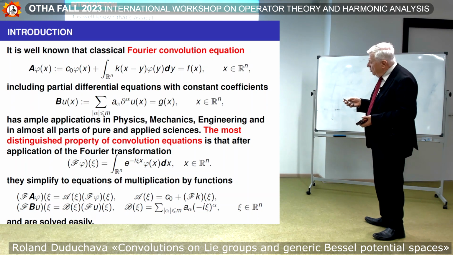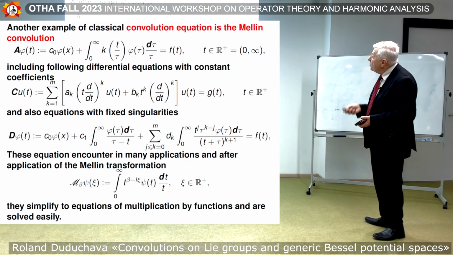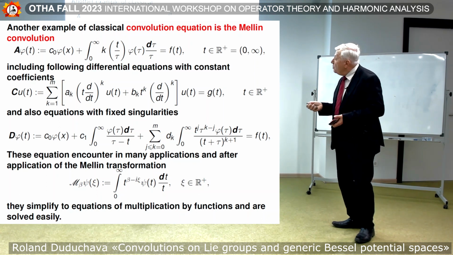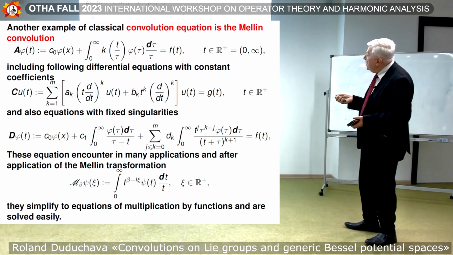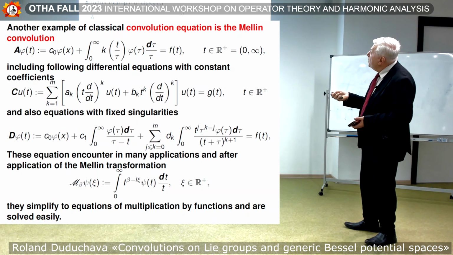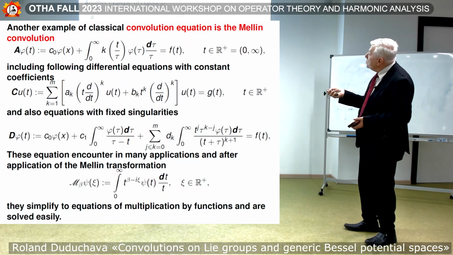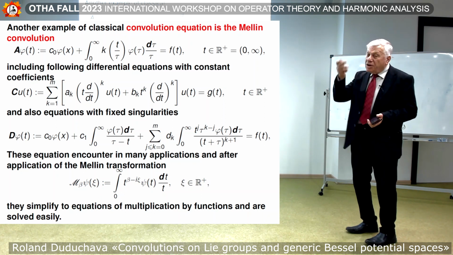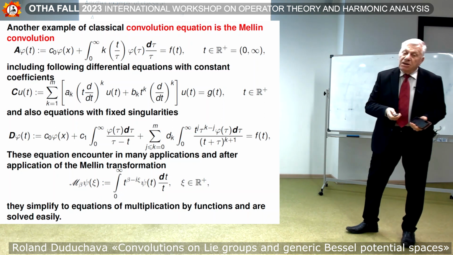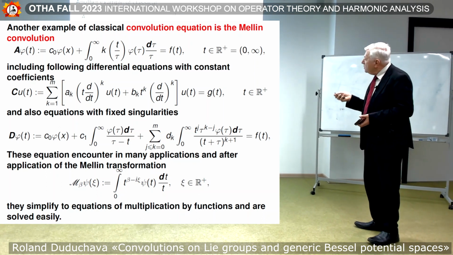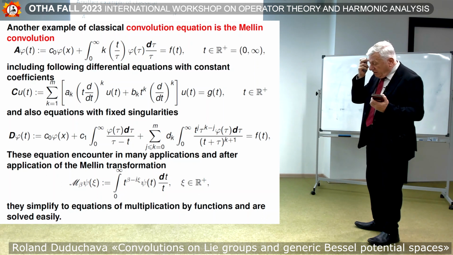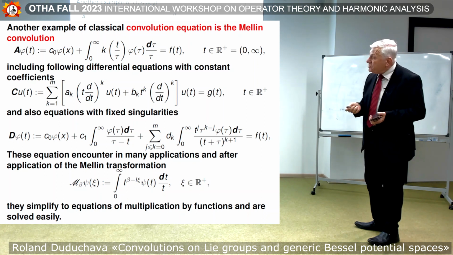Another example of such a convolution equation is the Mellin convolution equation, when we are on the half axis and the kernel of the equation depends on the ratio of arguments. Then the Mellin transformation plays the same role as the Fourier transform in the first case.